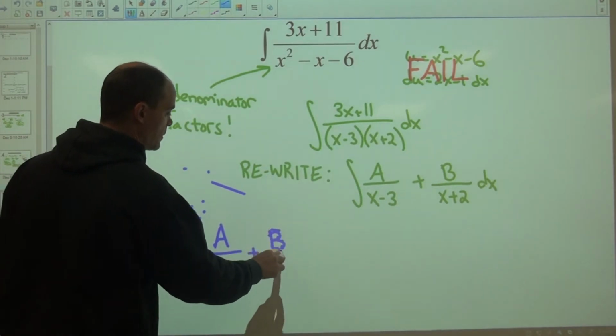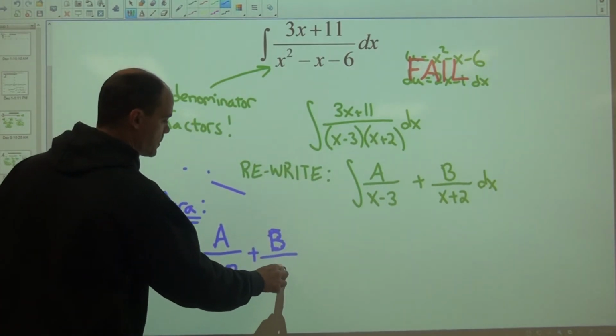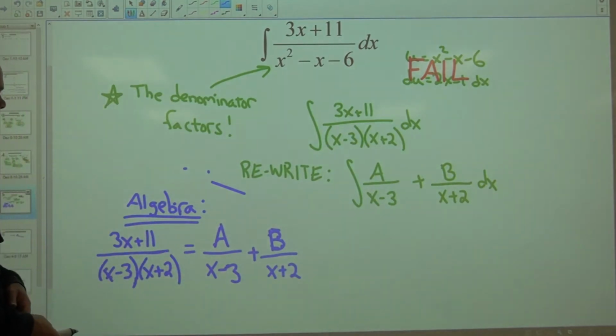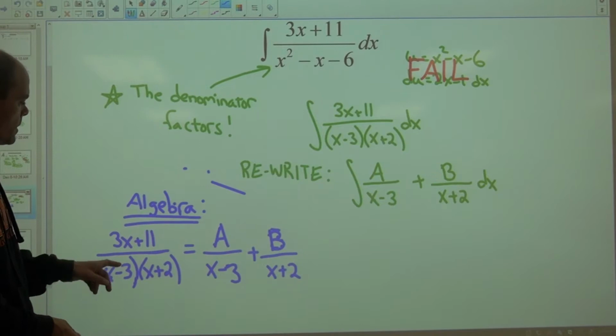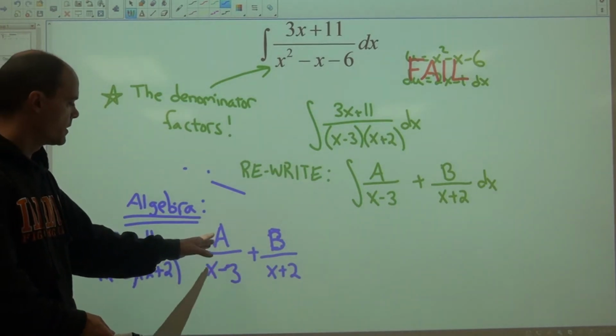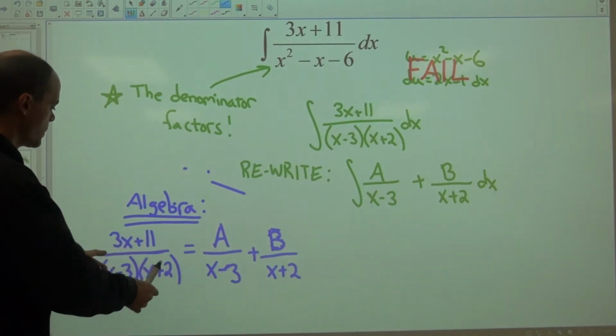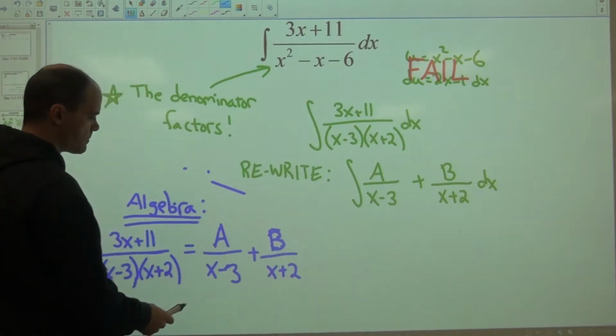B over x plus 2. So this is what I'm trying to do using algebra. So I need a common denominator. I want these fractions to be the same. I want to show that this is the same as this.